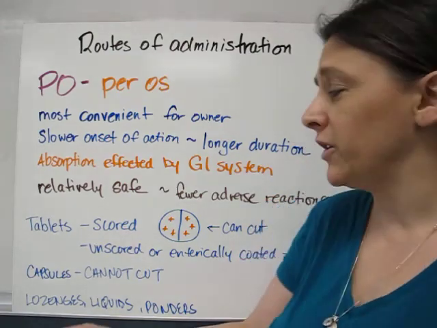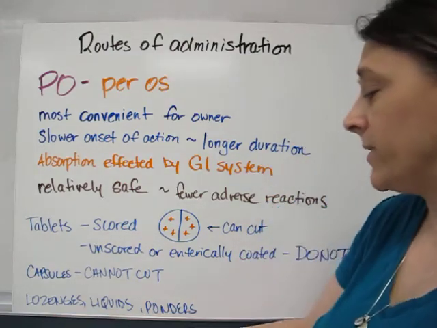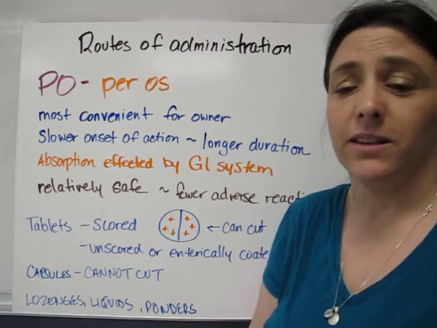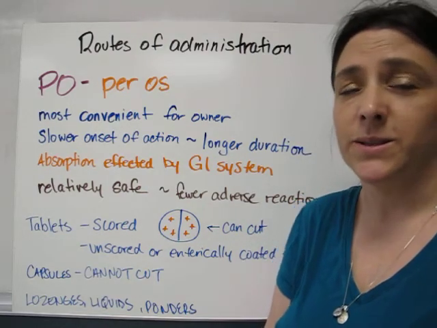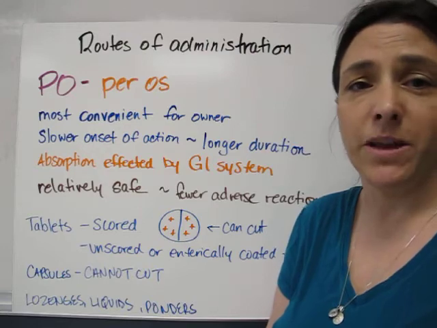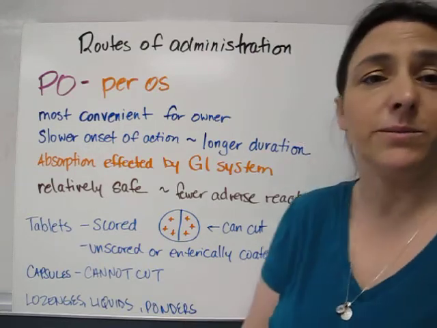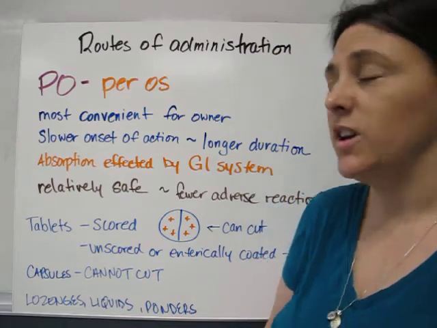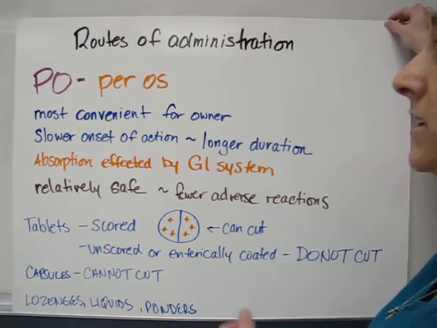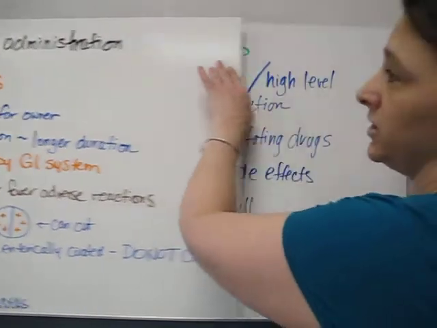Some other things you could get: lozenges, liquids. Obviously, a liquid antibiotic, it's a suspension. You'd have to make sure that it's shaken, that it's stored properly. A powder, sometimes there's powders you can put on their food. So there's just a variety of different ways that you can give medications by mouth.